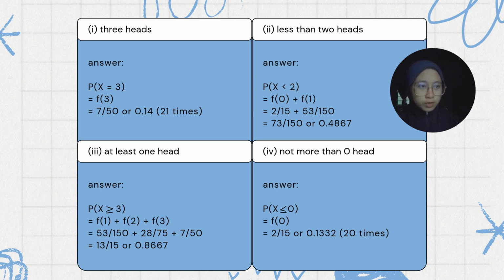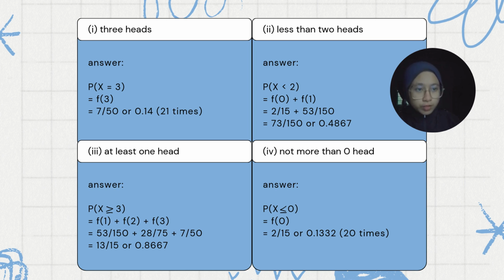First, we need to write probability X less than 2, which is f0 plus f1. So, by adding both of them, we will get the probability of less than 2 heads appearing is 0.4867.